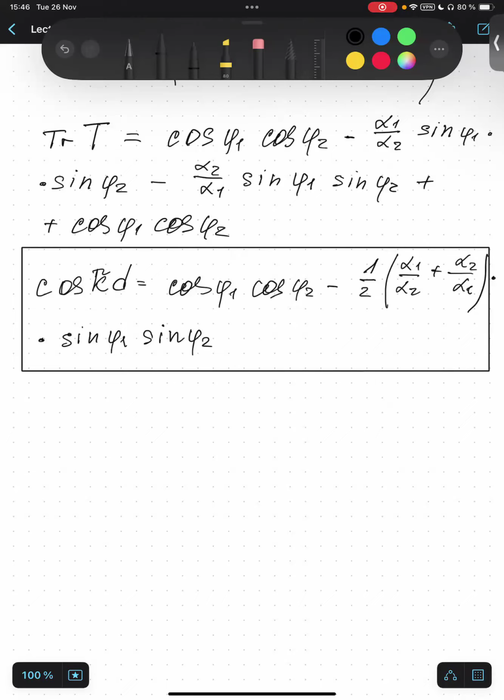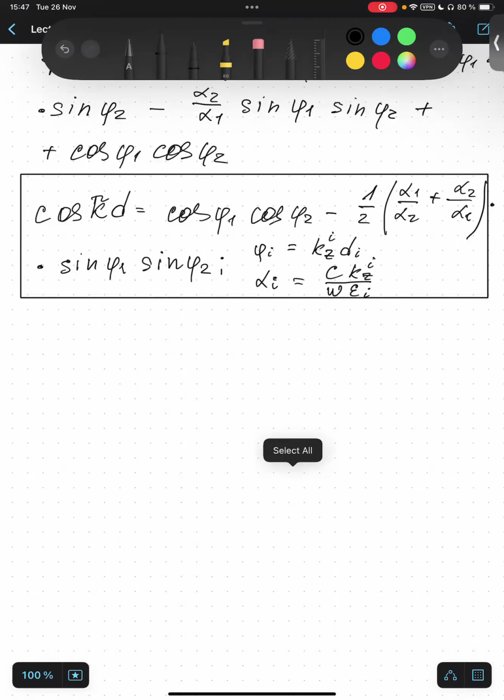So once again, here I will just remind that phi i is equal to kzi di, and alpha i is just c kzi divided by omega epsilon i. Yes, this is our dispersion relation for photonic crystals.